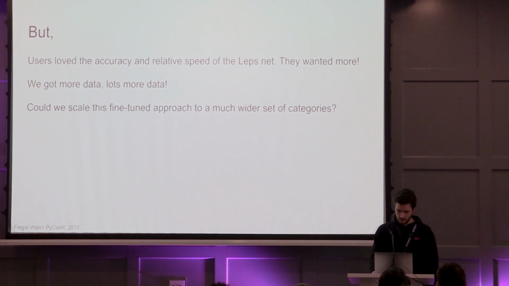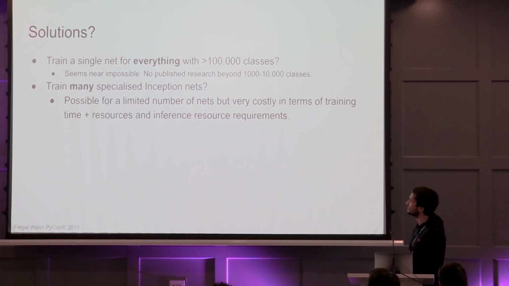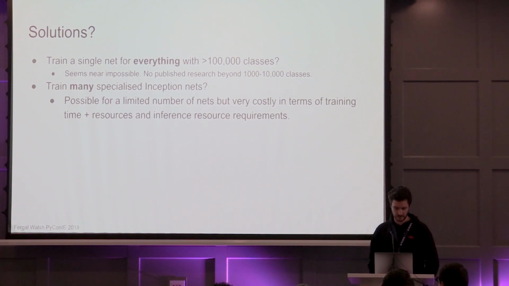So, yeah, we tried to think about how do we scale this to a wider set of categories. We thought, well, can we just build a single neural network with, say, 100,000 classes? And unfortunately, no, seems to be the answer.